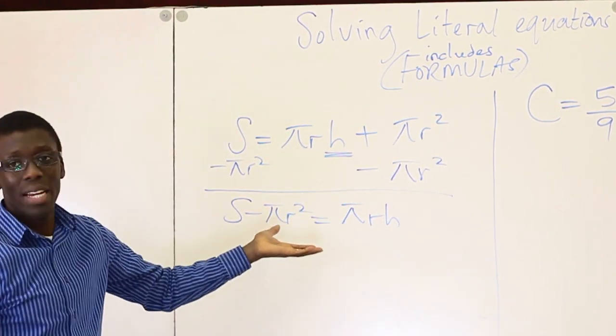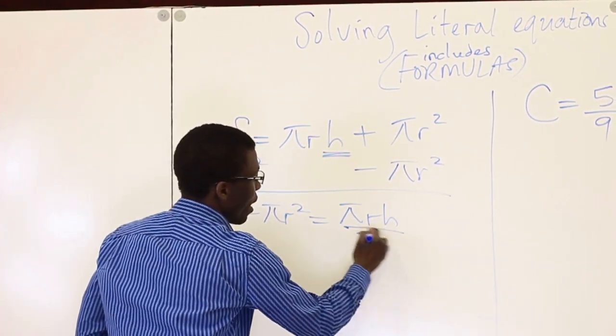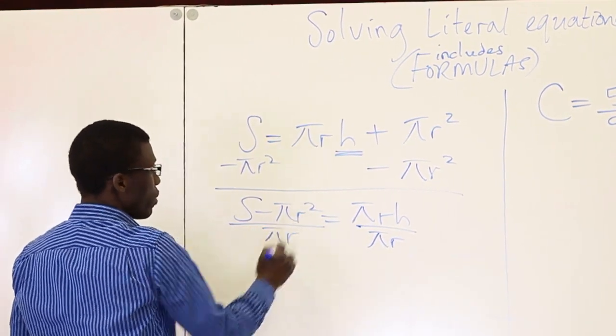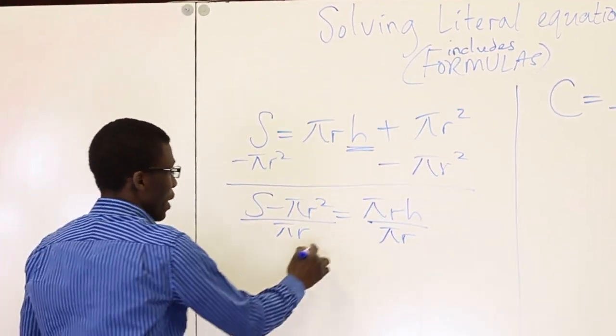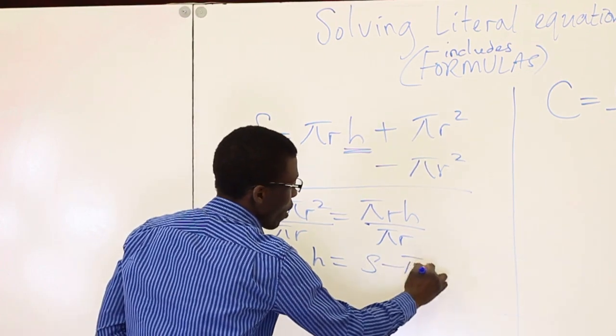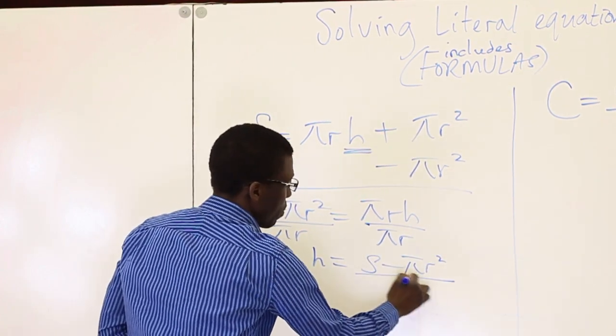So now you can go ahead and divide both sides by pi r, okay? If you're solving for h, that's what you do. And you get h is equal to s minus pi r squared divided by pi r.